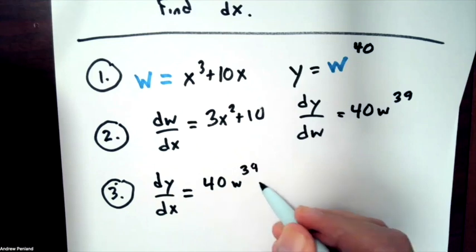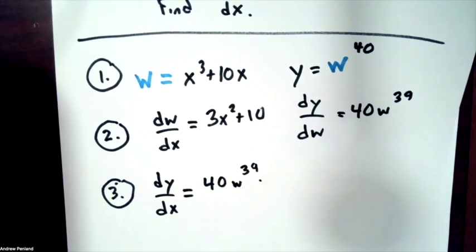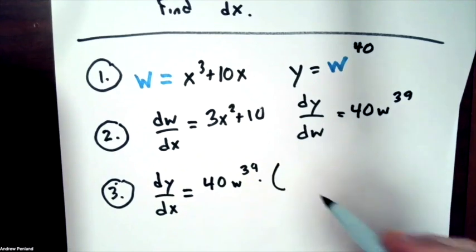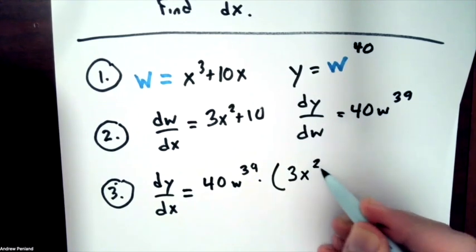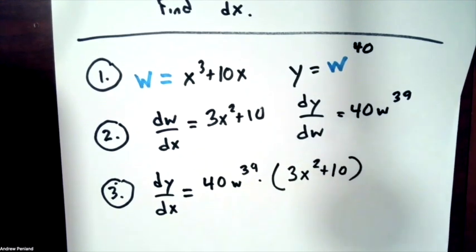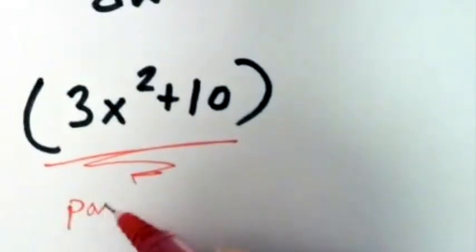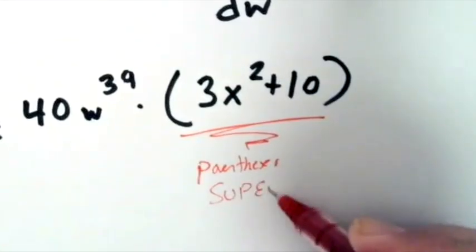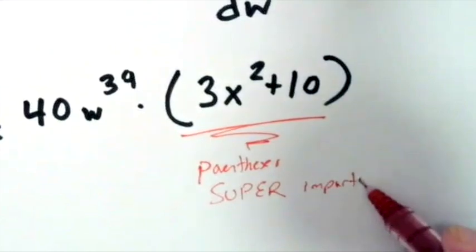Next we take the pieces dy dw and dw dx and multiply them together, since that's the chain rule pattern in Leibniz notation. Be really careful here. If you don't have parentheses around the 3x squared plus 10 term here, this answer would be wrong.